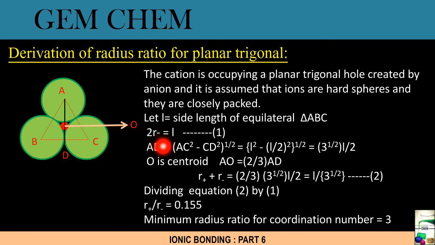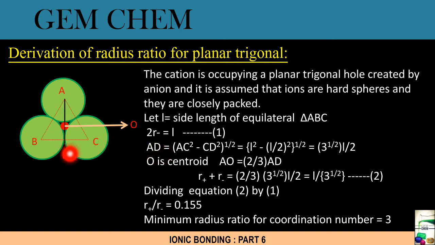Now 2r minus, that is this part, if we consider this one, is giving a total length L, and we can consider this as an equilateral triangle ABC because the radii are the same for the 3 spheres and it forms a triangle.